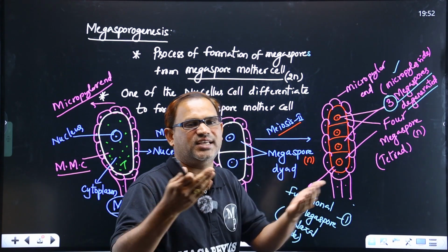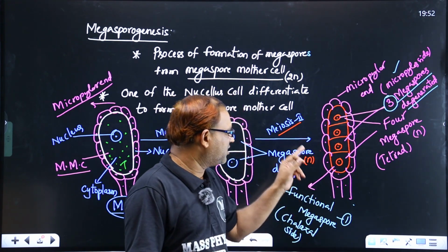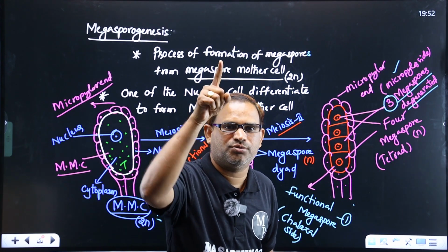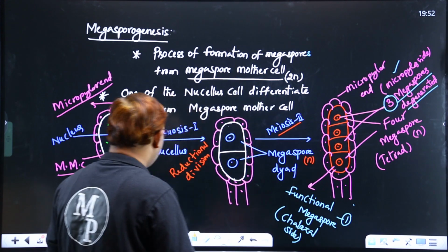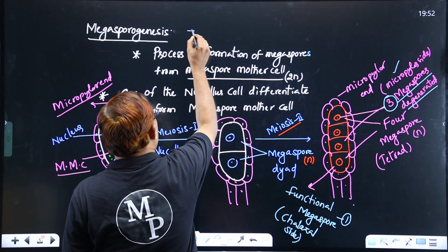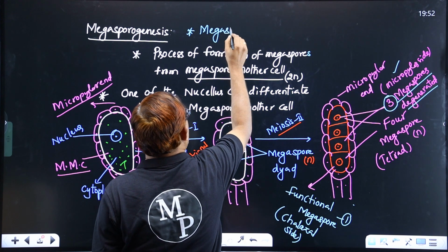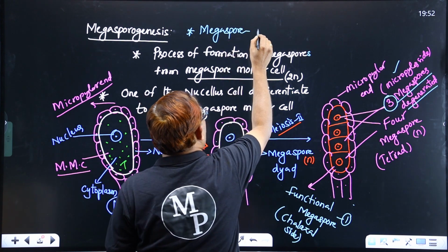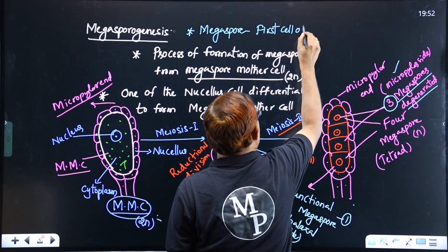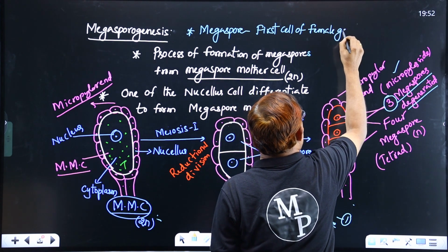female gametophyte or embryo sac. So that's why the megaspore is the first cell of the female gametophyte. Very important. Which one is the first cell of the female gametophyte? So now the answer is what? Megaspore. Functional megaspore. Megaspore is the first cell of the female gametophyte.